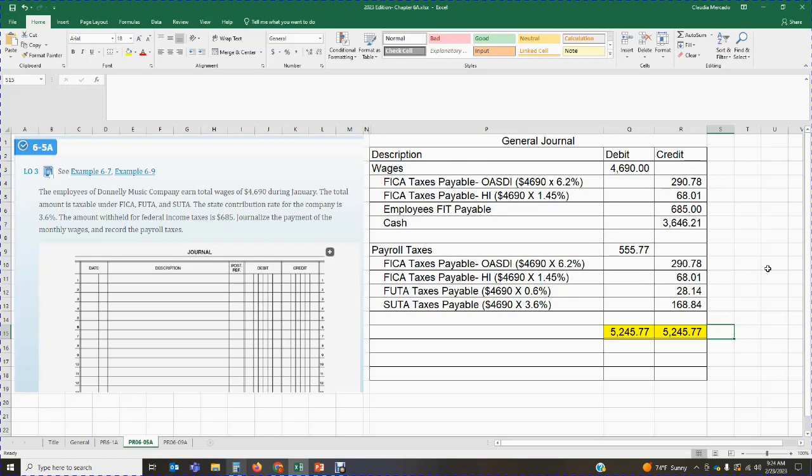So these are the two entries that we have for problem 6.5a. Please read over your textbook, and if you have any questions or concerns, please do not hesitate to contact me.